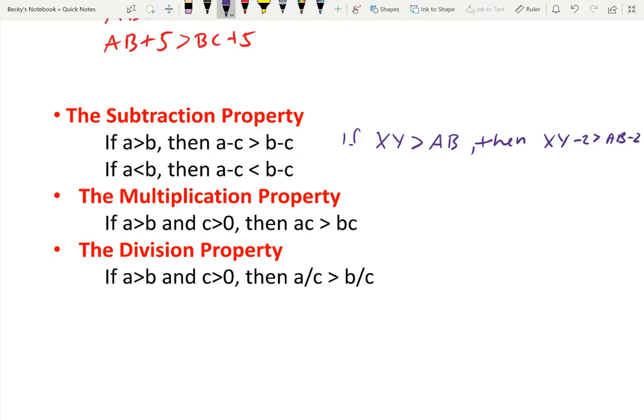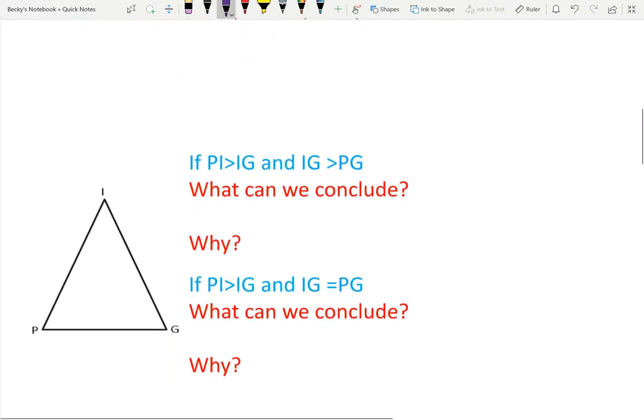So why is C never equal to 0? Because if it's 0, as you guys know, if you multiply anything by 0, it equals 0, and then the inequality would be messed up. And the same, if you divide by 0, any number divided by 0 is 0.